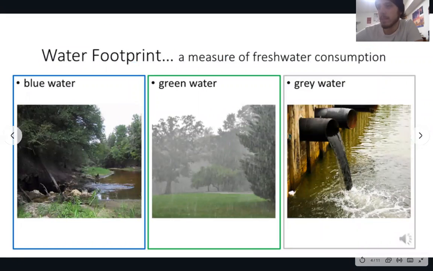Water involved in our consumption process can be classified into three types. Blue water includes fresh surface water and ground aquifers. Green water involves water from rainfall, and gray water includes water polluted by industry, such as to dilute waste and to meet quality standards.